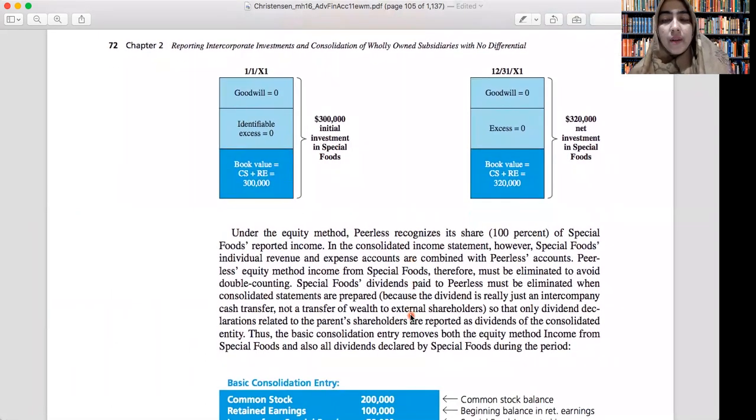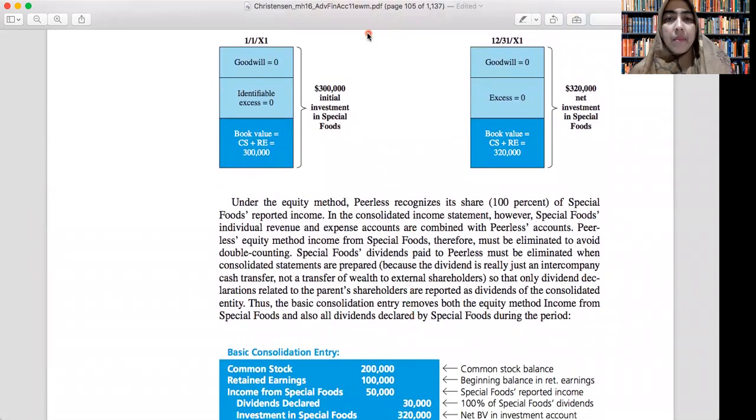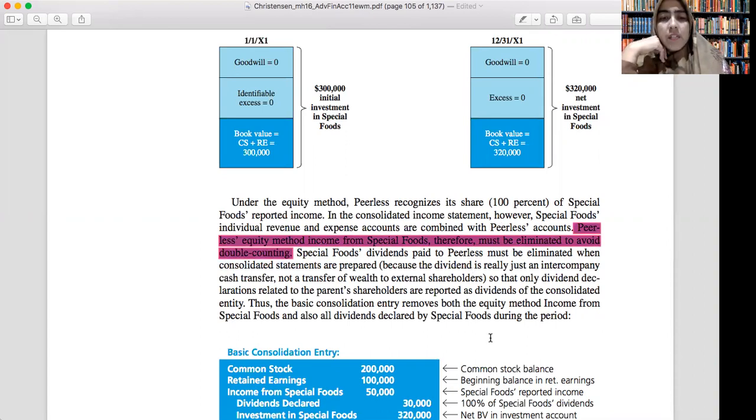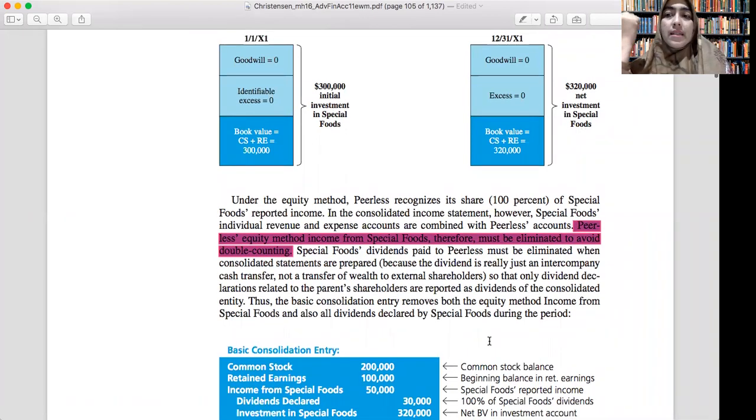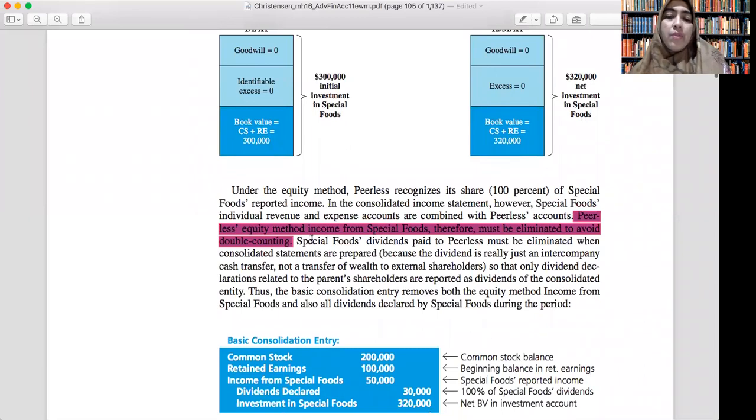Okay, all right. So Pillars' equity method income from Special Fruit must be eliminated to avoid double counting. The Special Fruit dividend paid to Pillars also must be eliminated when a consolidated statement is prepared. This should be eliminated because the dividend is just an intercompany cash transfer, right?